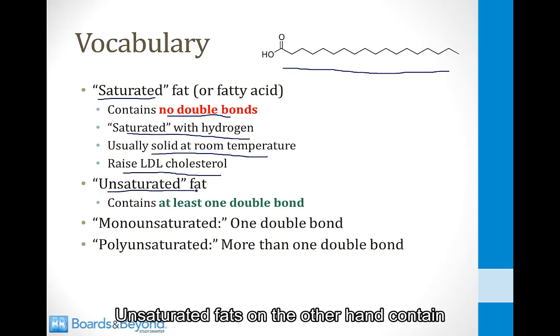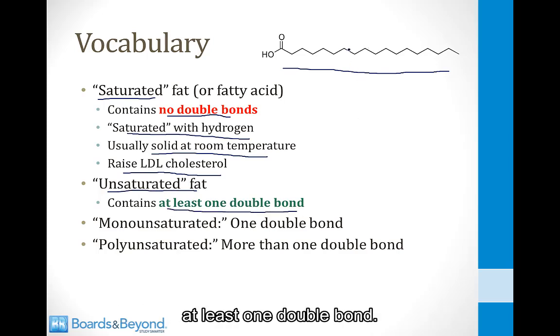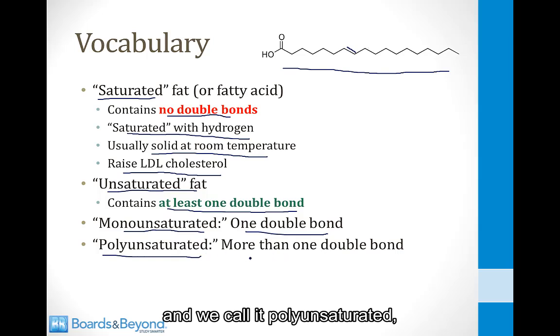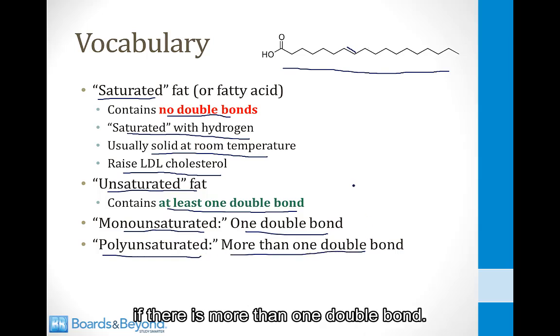Unsaturated fats, on the other hand, contain at least 1 double bond. So if we had 1 double bond here, this would no longer be a saturated fat, and it would be an unsaturated fat. We call it monounsaturated if there is just 1 double bond, and we call it polyunsaturated if there is more than 1 double bond.